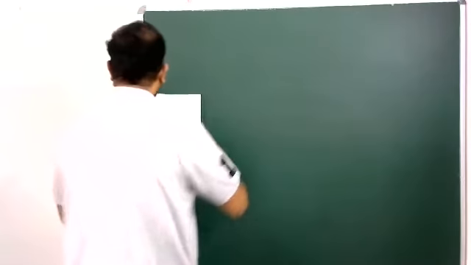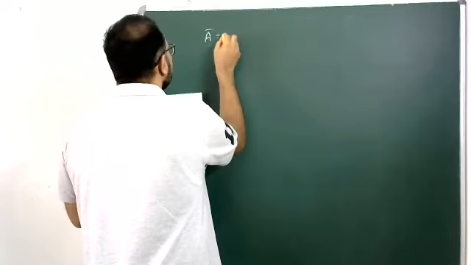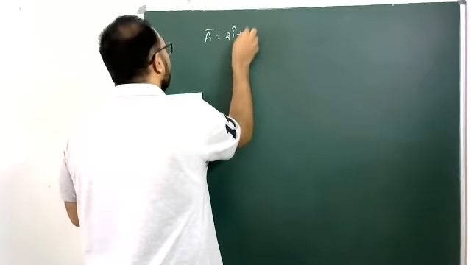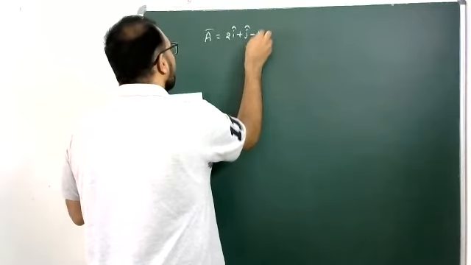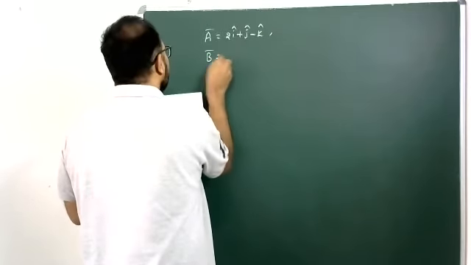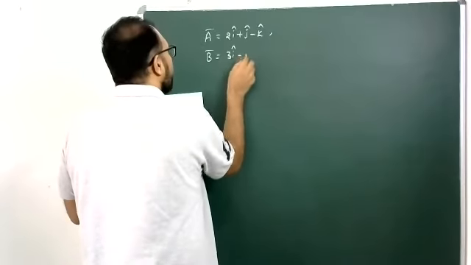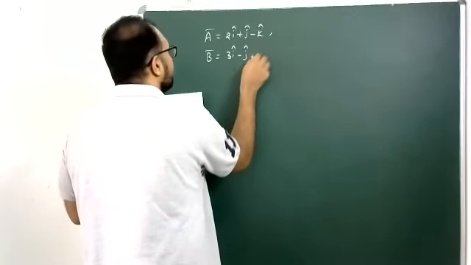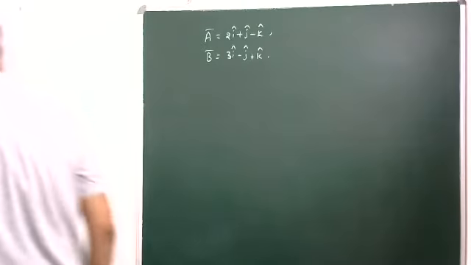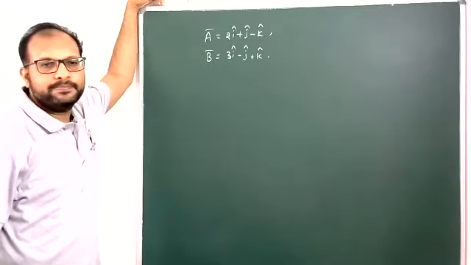Yes, one more problem. A bar equal to 2I cap plus J cap minus K cap, and B bar equal to 3I cap minus J cap and then plus K cap. So two vectors given, A bar and B bar.